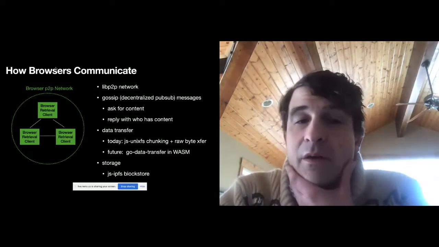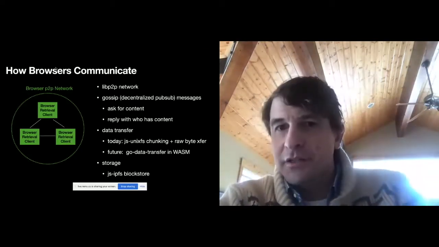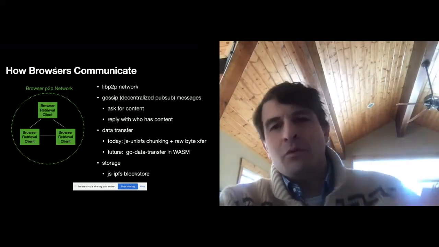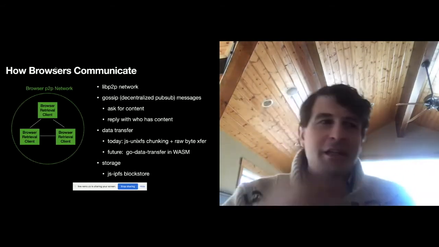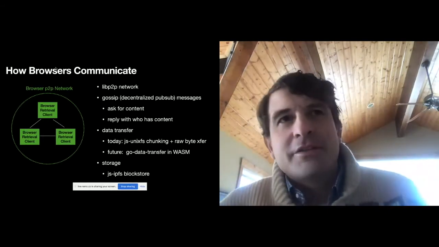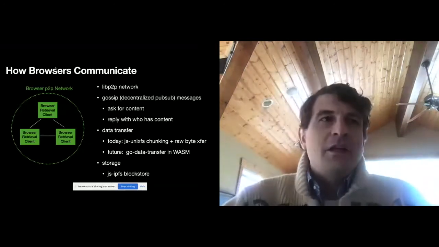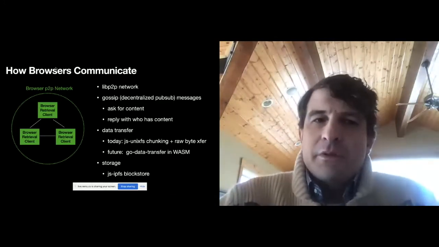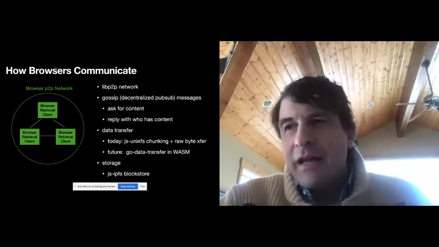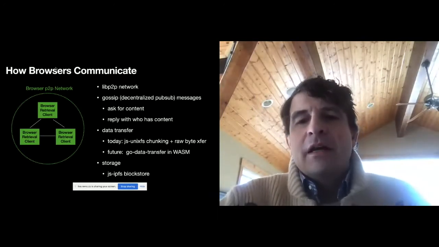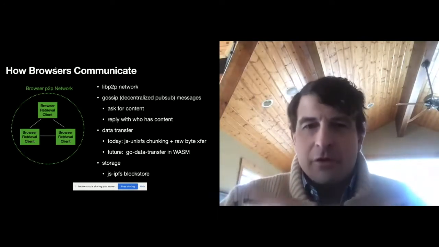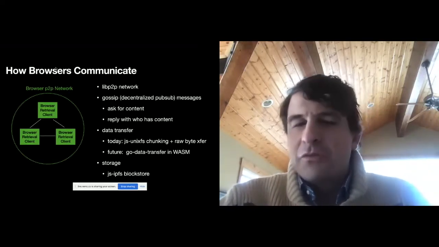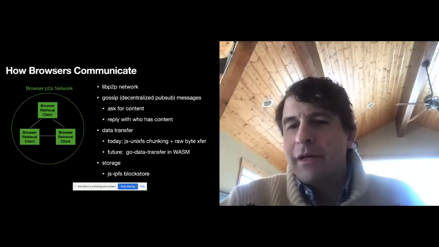So anyway, the Gossip Network lets browser clients ask for content by a payload CID, and then if some other browser has that content, it will reply saying that it has the content, and of course, it'll name its price and the multiaddress where it can be reached. In terms of how the browsers transfer data from one another, once browser A has agreed to send data to browser B on certain economic terms, right now we use just a pretty simple chunking mechanism, and then for the actual byte transfer, we just send raw bytes.